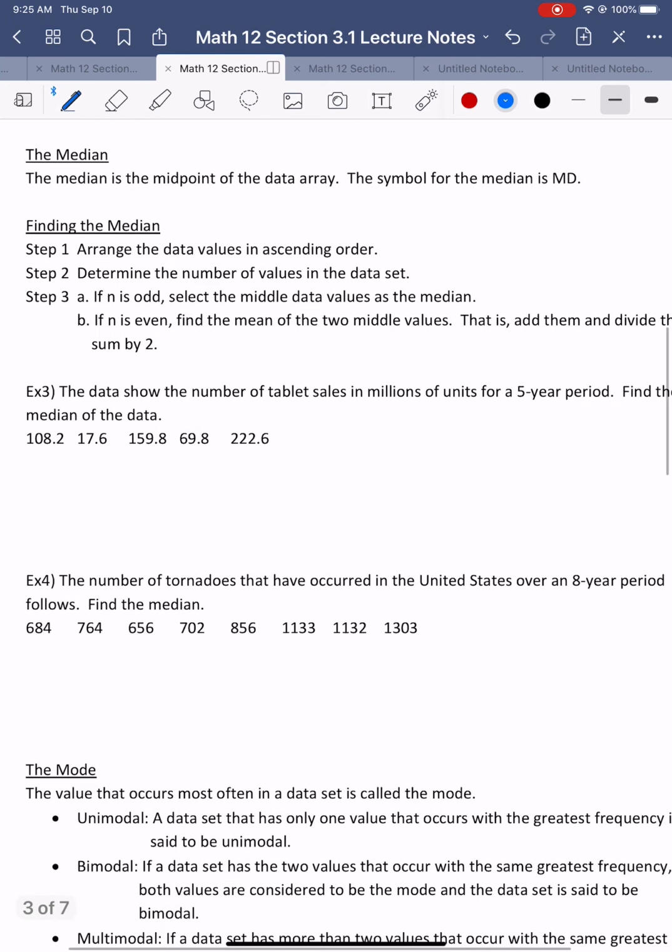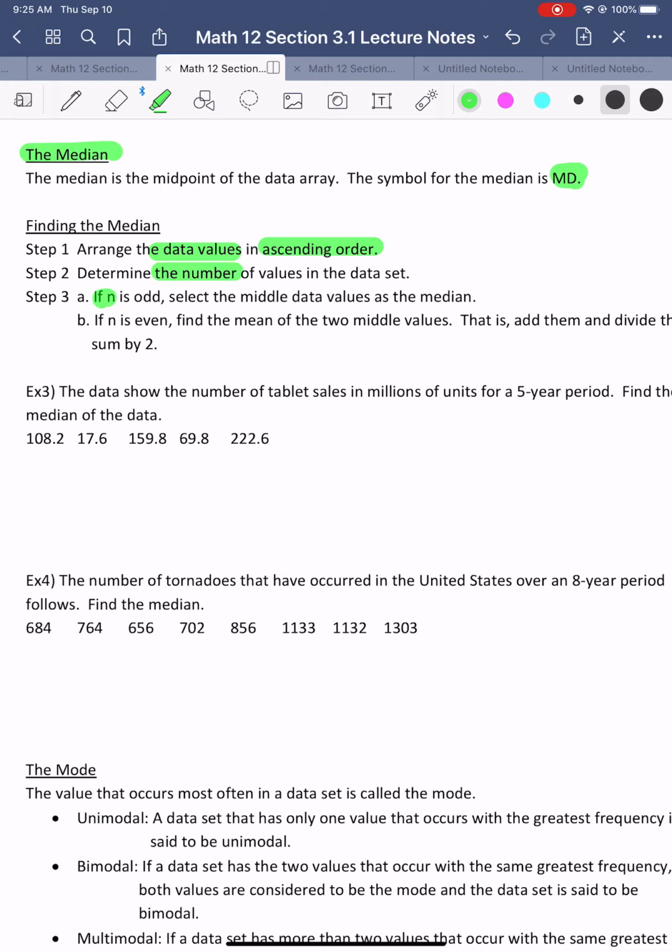All right, let's talk about the median. Median is another measure of central tendency. So the median is the midpoint of the data array. The symbol we use is MD for median. To find the median, we need to put the data values in ascending order, which means from least to greatest, and then determine the number of values in the data set. So you have to see how many numbers.